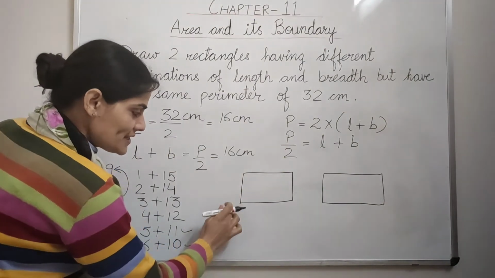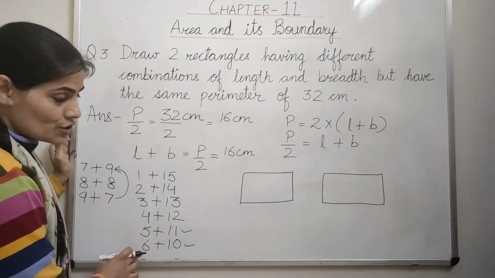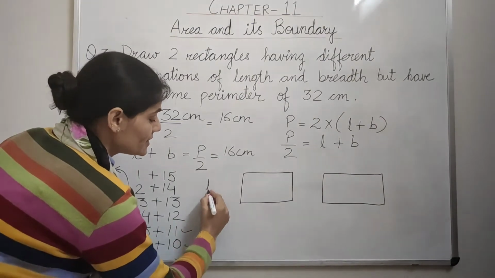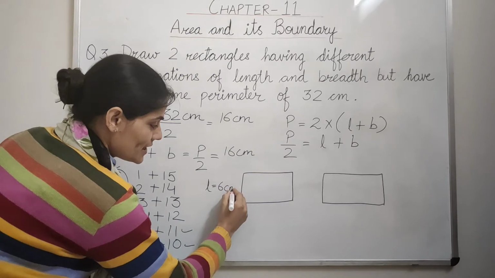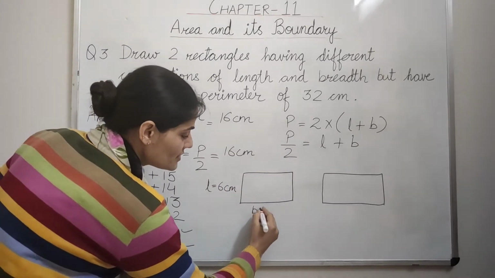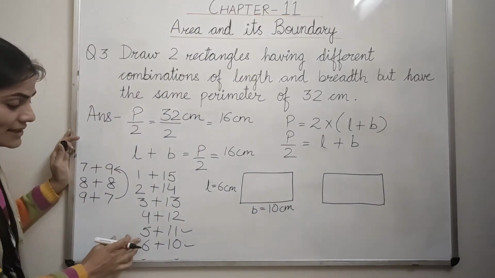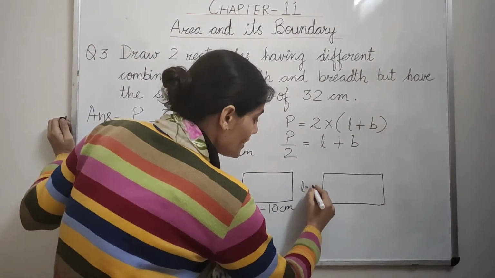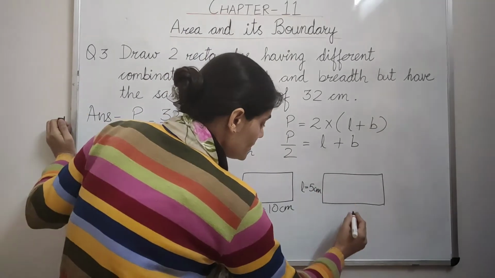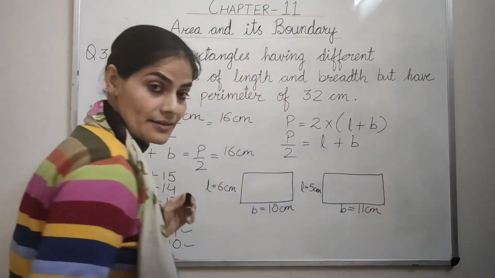So if I take the first number as the length, so this is a smaller dimension, okay? So I'll write here in front of the smaller dimension, I'll be writing 6 centimeter and breadth is equal to 10 centimeter. Now in second case, I take this. So length is taken as 5 centimeter and breadth is taken as 11 centimeter.